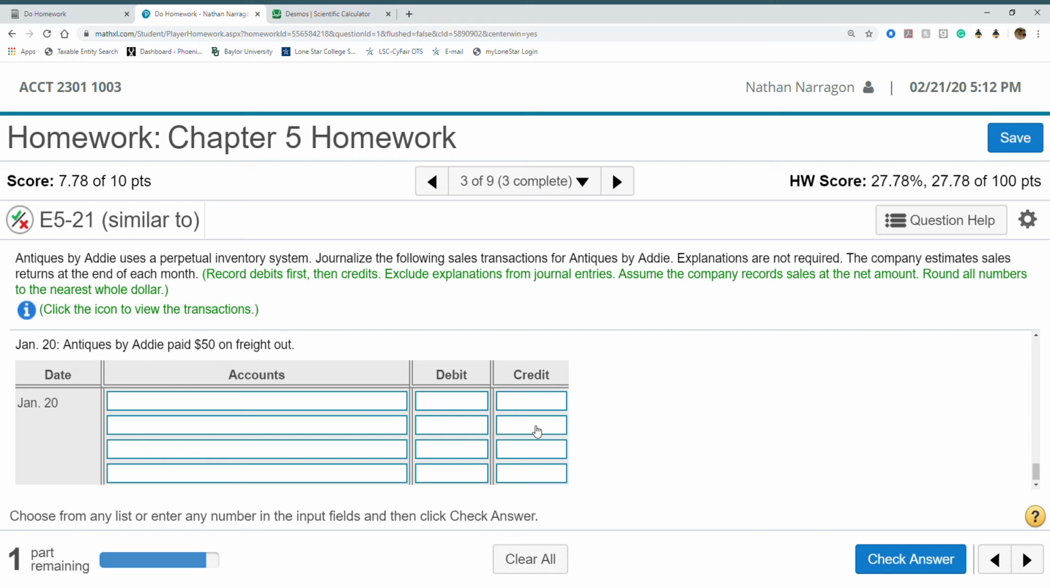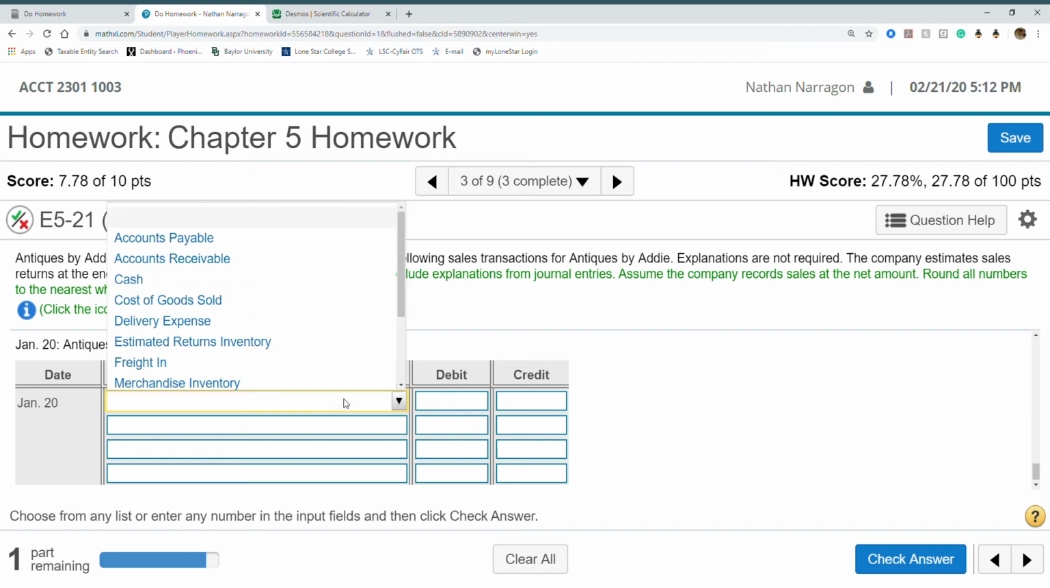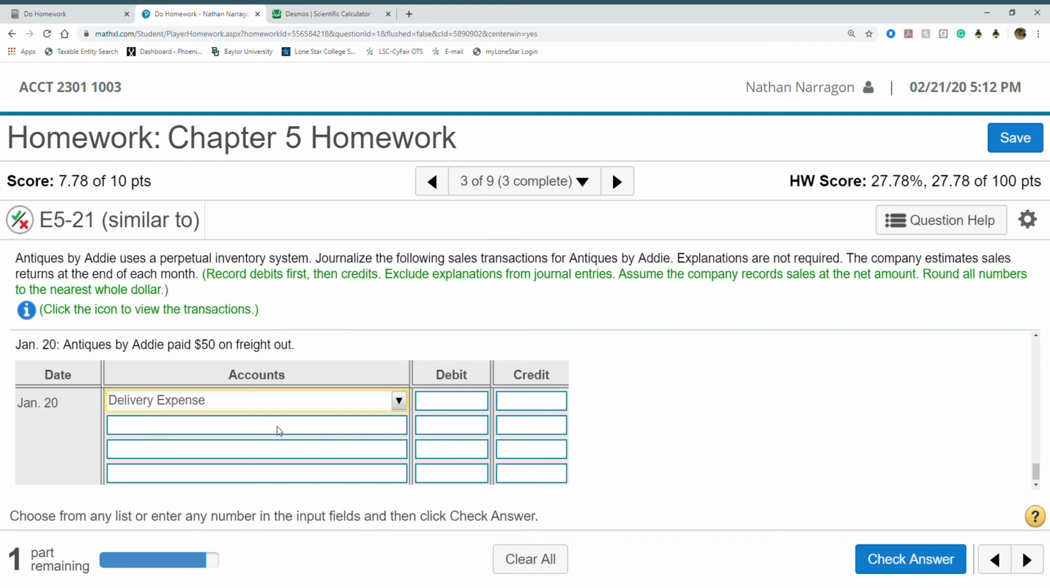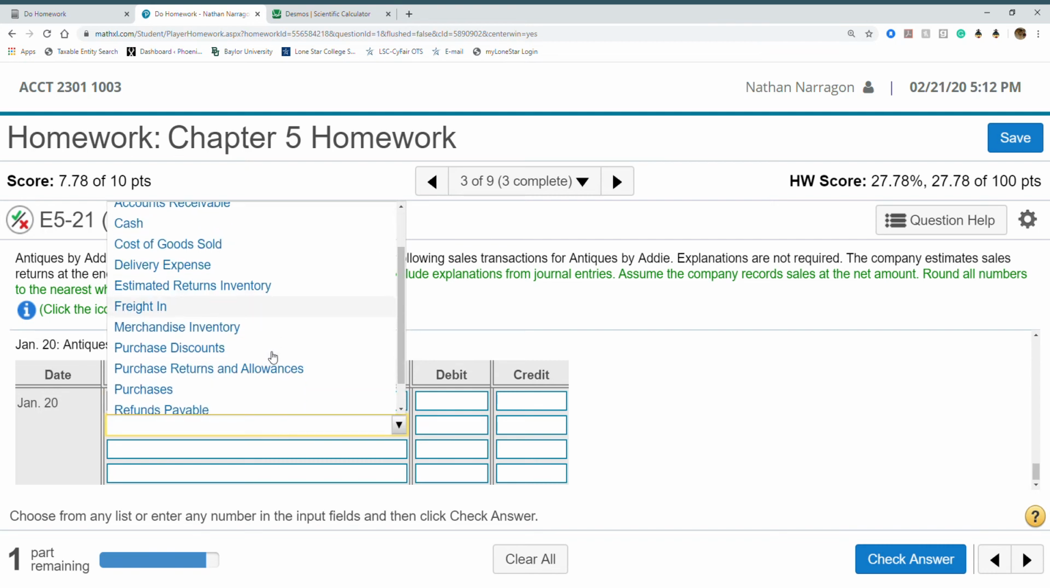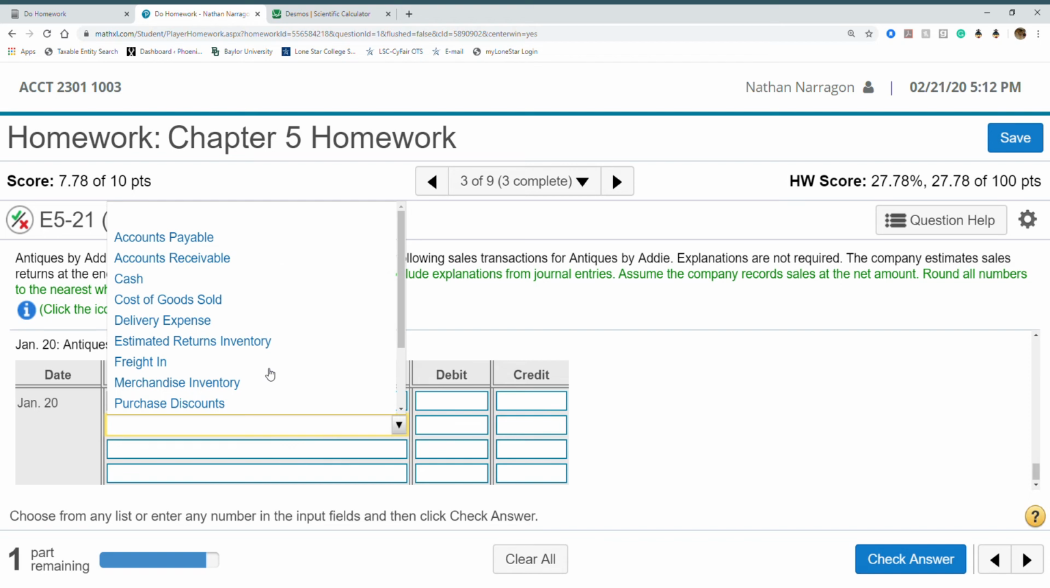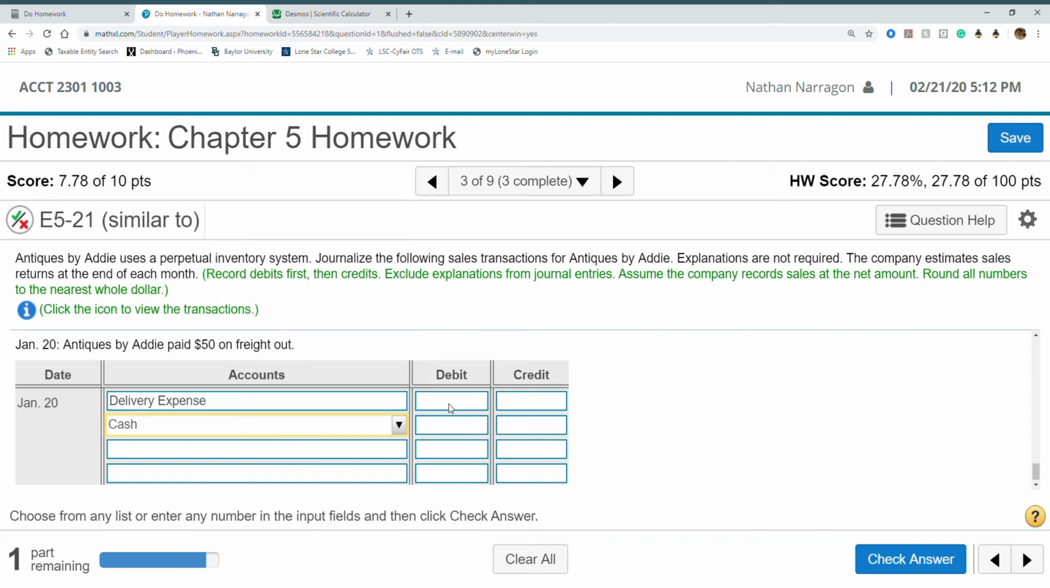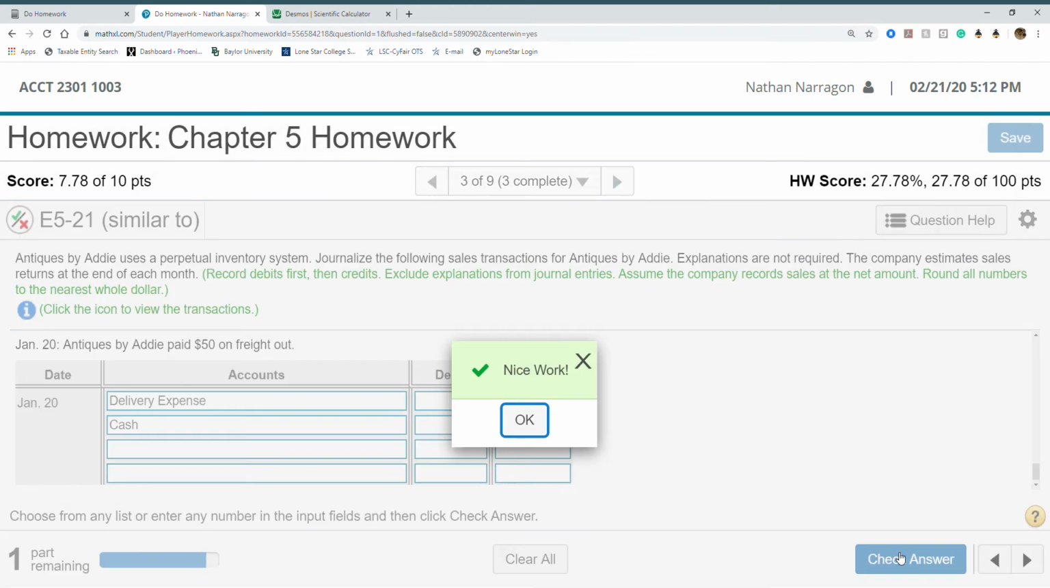Okay, so we paid for shipping. And remember this for the seller, it's always delivery expense. And of course, cash. Only 50 bucks. Remember, they already sold their product, so now everything is expense to them.